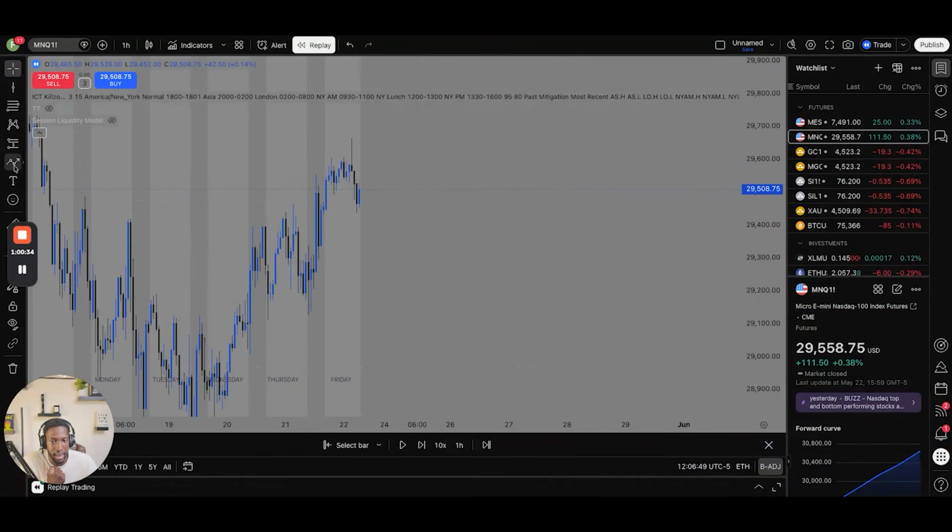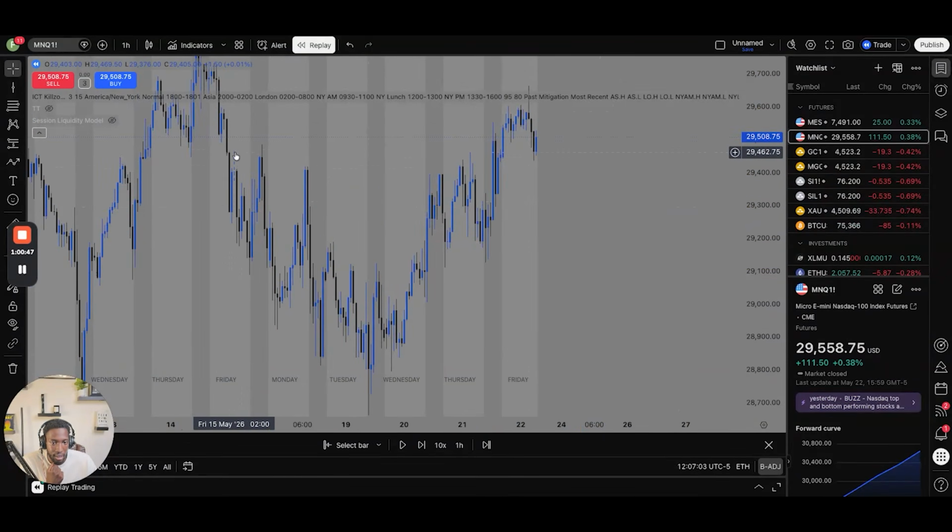Yeah, so a protected high or low is higher high, higher high, sweep. This is protected. So it's the same concept with this one. Higher high, lower low, sweep. This is protected because we now come down and put a new low.